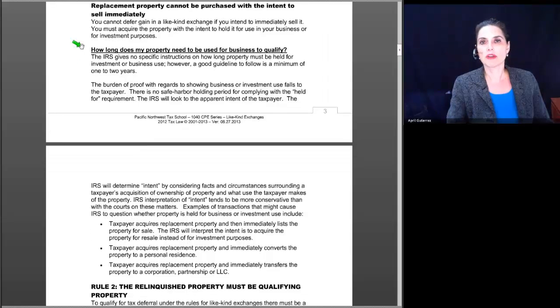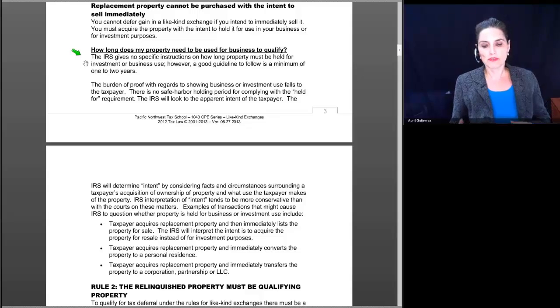So how long does my property need to be used for business to qualify? The IRS gives no specific instructions on how long property must be held for investment or business use. However, a good guideline is to follow a minimum of 1 to 2 years of ownership.